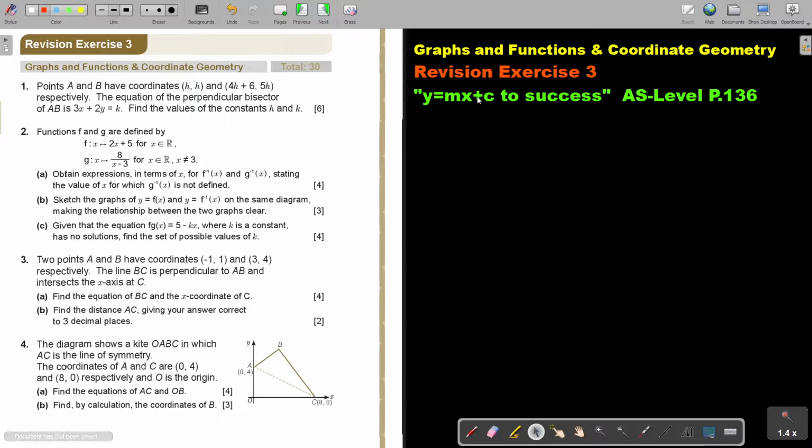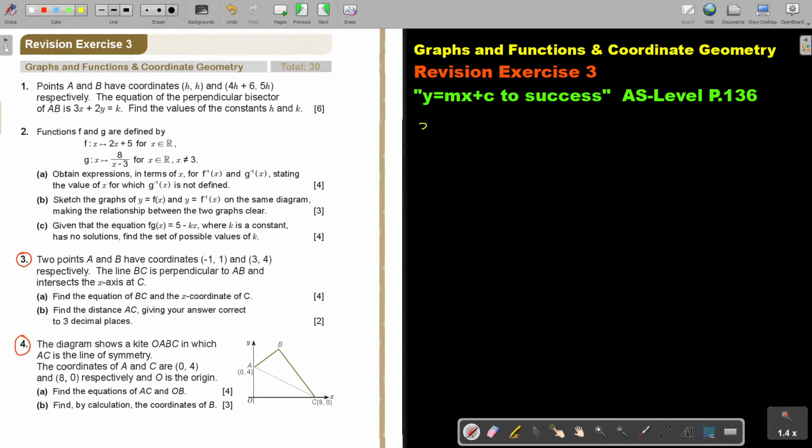In this video, we will continue with revision exercise 3 of graphs and functions and coordinate geometry. You will find this on page 136 in the Namibian AS-Level Mathematics textbook, y equals mx plus c to success. So in this video, we are going to do number 3 and number 4. You can stop the video and first try it on your own, and as soon as you are done, you can continue the video.